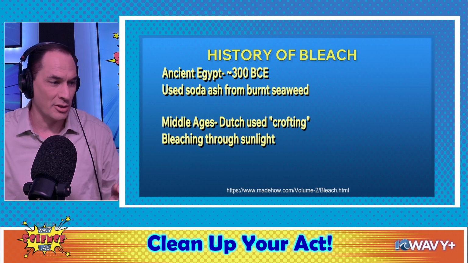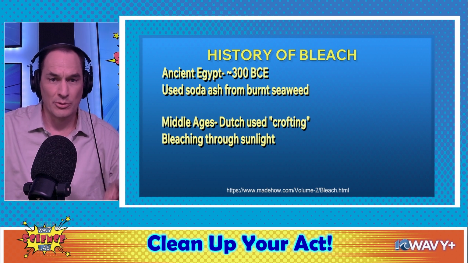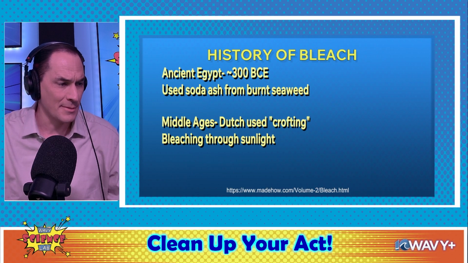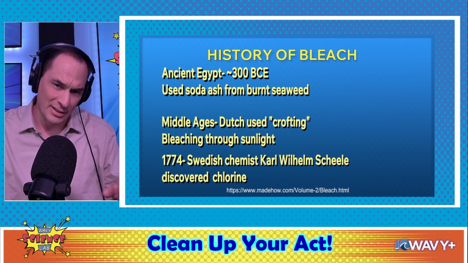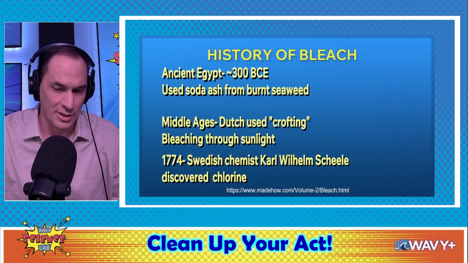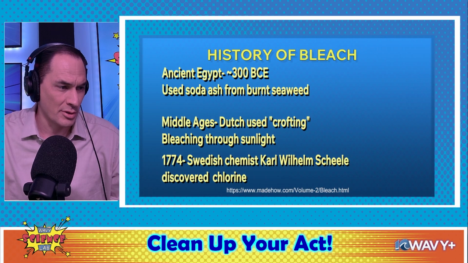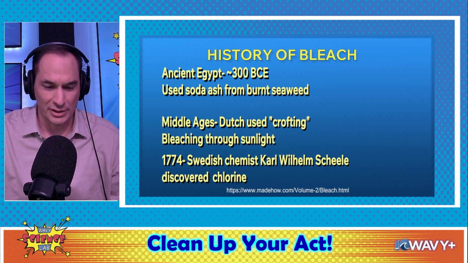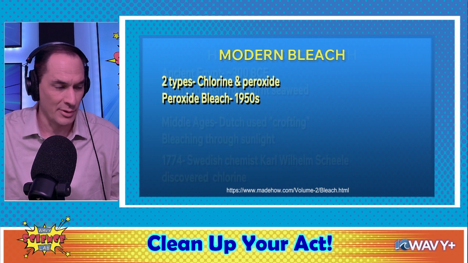Middle Ages, the Dutch used crofting, which is bleaching through sunlight. They left it out for a long period of time, and the sunlight would bleach things. And I think they treated a little bit, but maybe not even chemically. I think most of it was the sun. And in 1774, Swedish chemist Carl Wilhelm Scheele discovered chlorine. And I apologize, I don't know the exact way to pronounce that.